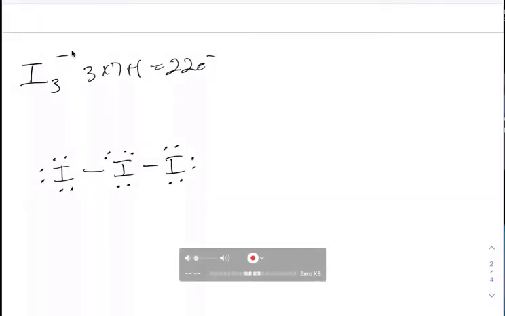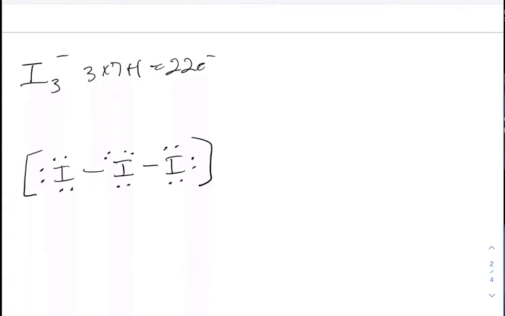But remember, we had I3 minus, so we do have a negative charge overall on this thing, which means we are going to have brackets. And if we have an overall negative charge, there's also a negative formal charge somewhere. And so if there's only one negative formal charge and there are 3 atoms here, and they're all the same element, it's really just whichever one looks different.